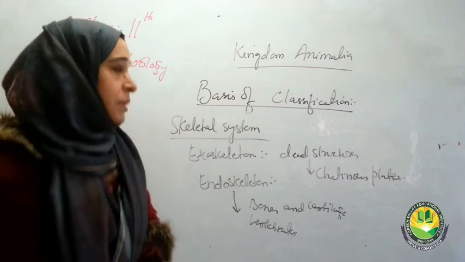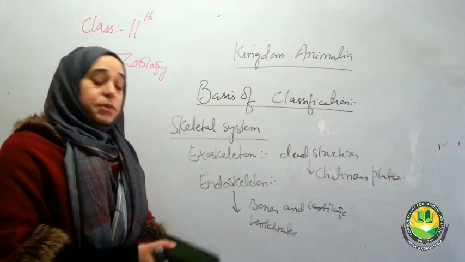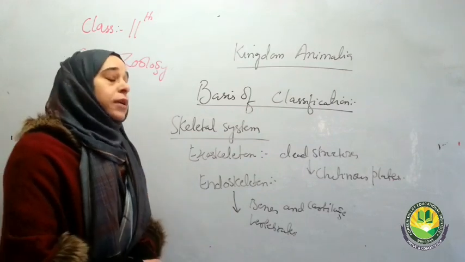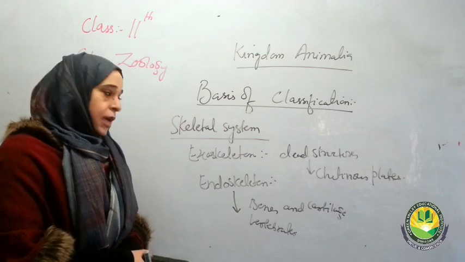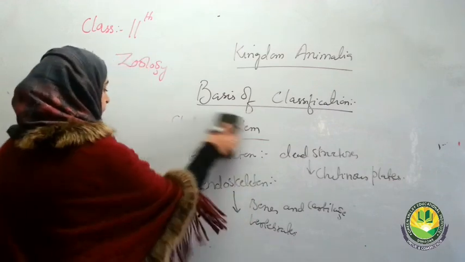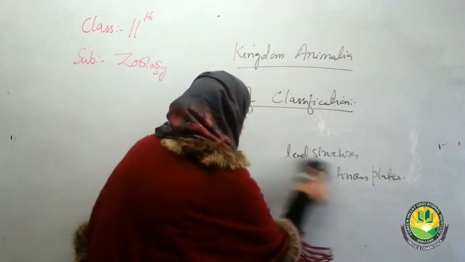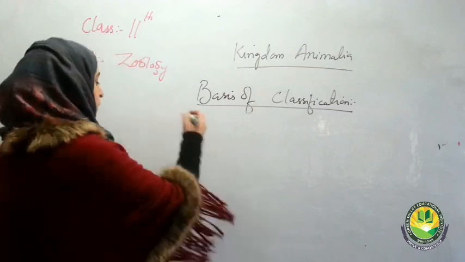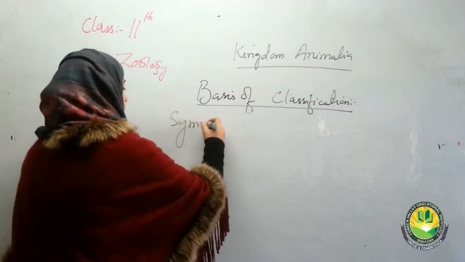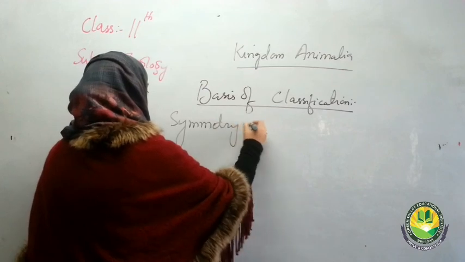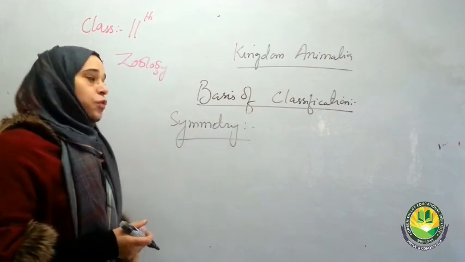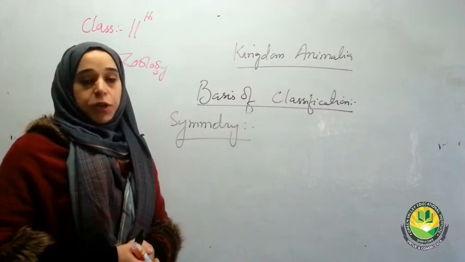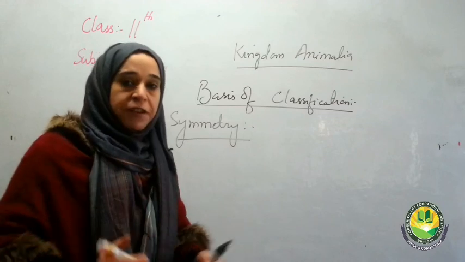Dear students, besides these different types of physiological systems that we have discussed, there is also another basis of classification, and the basis is symmetry. The term symmetry means the similarity of body parts in the different regions, in the different directions of the body.